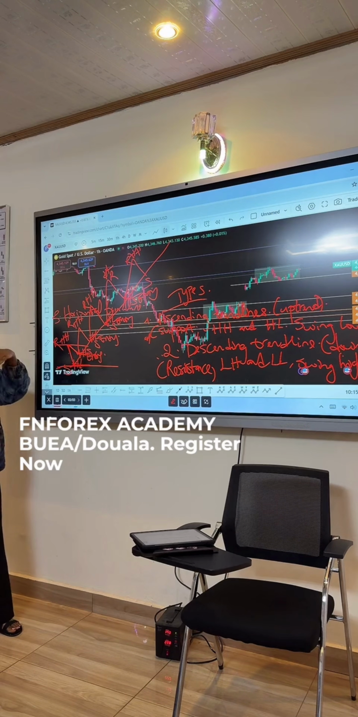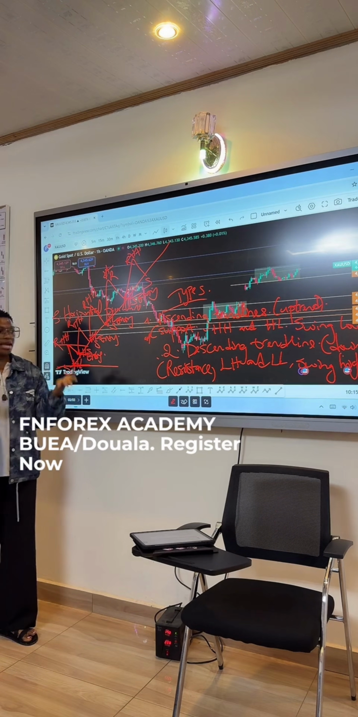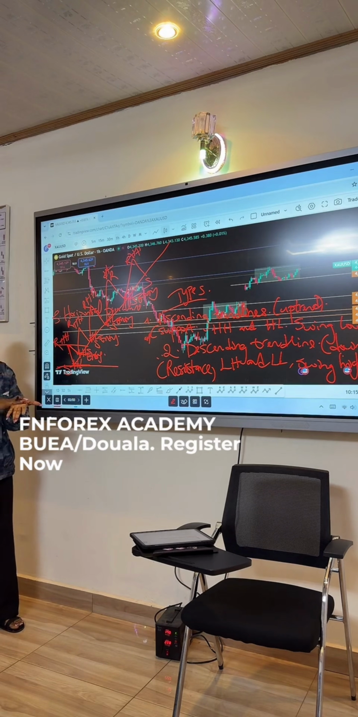So the bounce there means retest. Price is just dropping for a short retest because in as much as it is an uptrend, there are also some sellers in the market. There are also people that are placing sell.